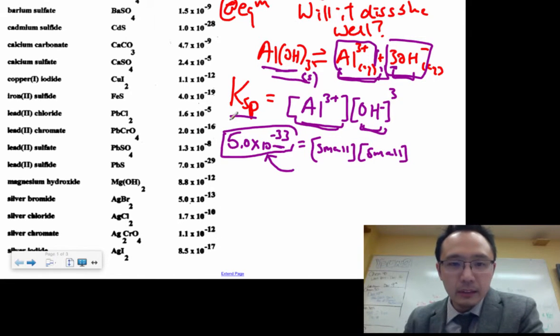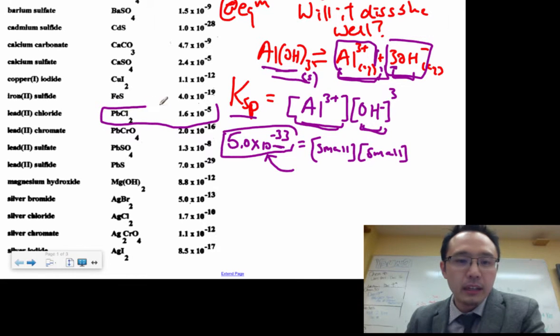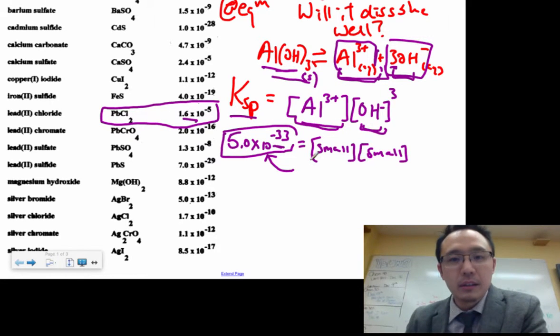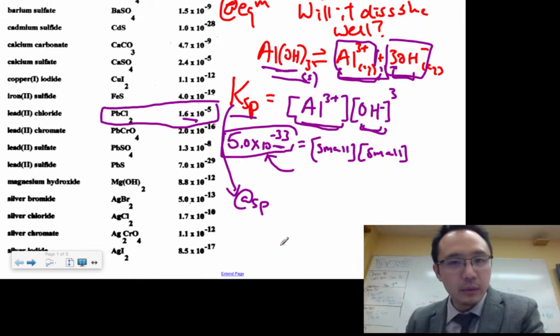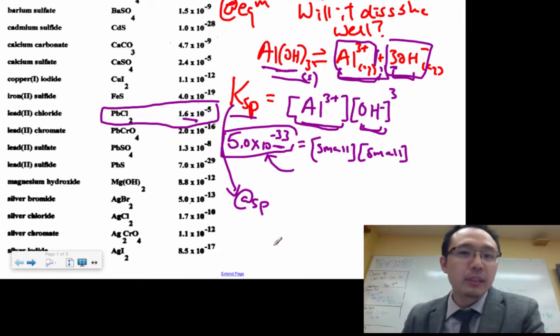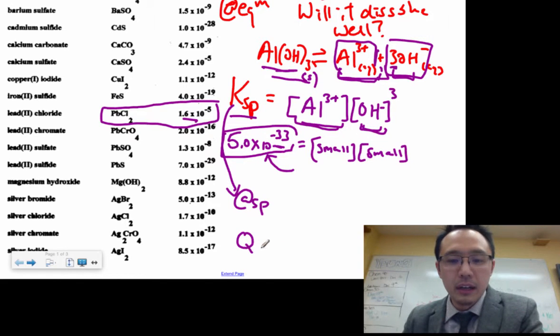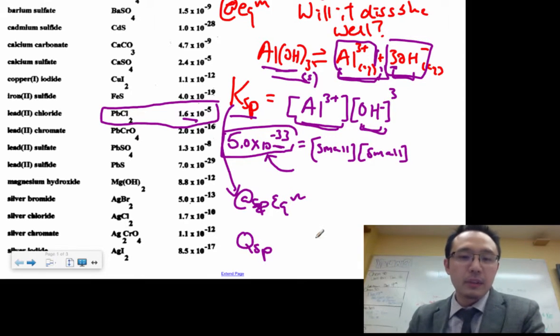That means this aluminum hydroxide will not dissolve that well in water. If you compare that to something like lead chloride, if we were to dissolve lead chloride in water, we would get a lot more ions of lead and chlorine, a lot more than the concentration from aluminum hydroxide. So that's what KSP represents. This is KSP, at equilibrium. The next video, about predicting if a precipitate will form, covers something called QSP. It's not KSP, because this is at equilibrium. So those are the two things.